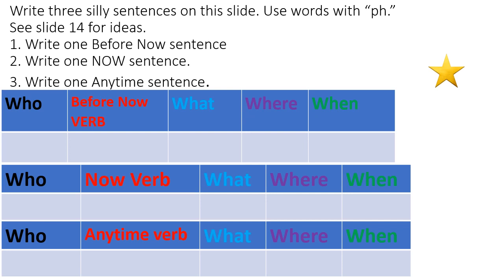Next, you will write 3 silly sentences on this slide. Use words with PH. See slide 14 for ideas if you don't remember any words. So you will write one before now sentence, you will write one now sentence, and finally you will write one anytime sentence.